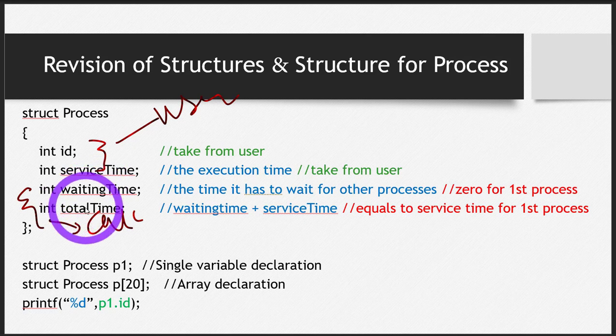Okay, the last member is total time. Total time, we covered that too. Total time is equal to the waiting time plus the service time. It is actually the total time spent by any process in the queue. And obviously the total time for first process will always be equal to its service time. Why? Because waiting time will become 0. So 0 plus service time equals to service time. That's why.